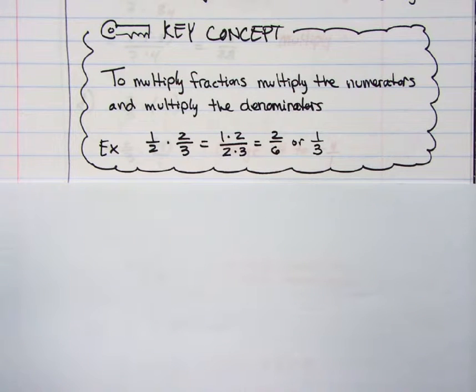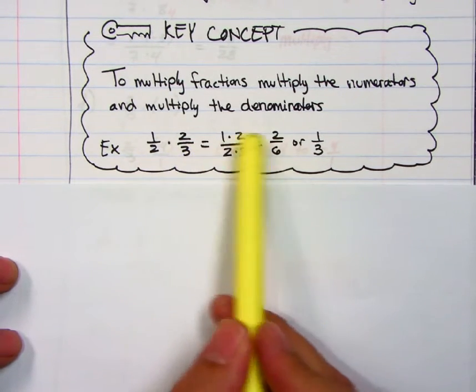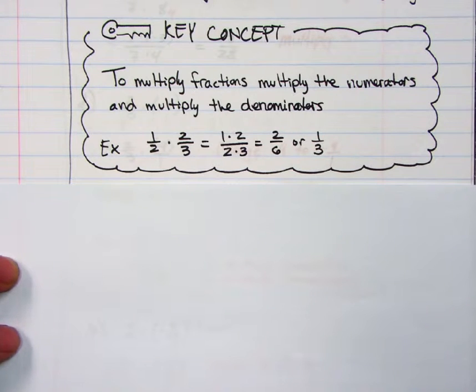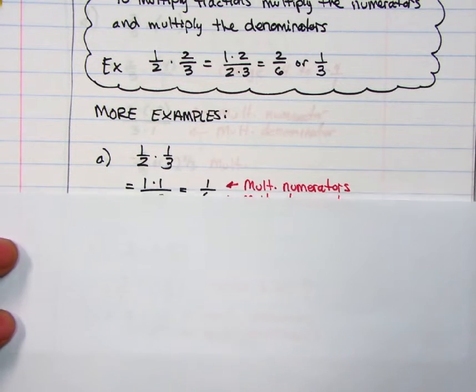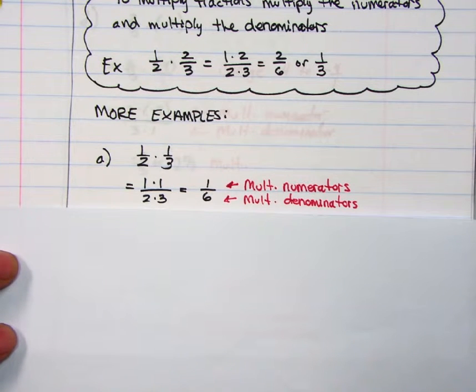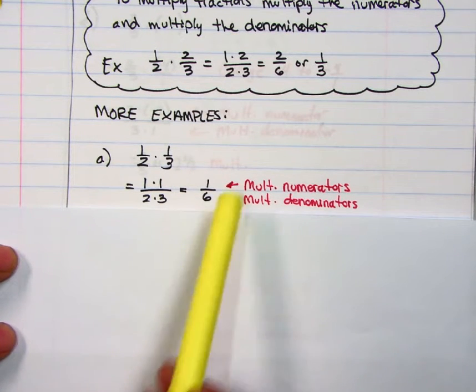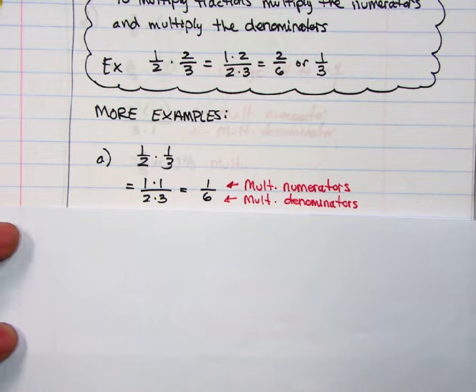Here's your key concept. To multiply fractions, multiply the numerators and multiply the denominators. Easy enough. My favorite type of fractions is multiplying. It's pretty straightforward. Just go straight across and then reduce when possible. Okay, look at this example: 1/2 times a third. So I just multiply the numerators together and the denominators together. 1/6, and then I can't reduce, so I leave it alone.